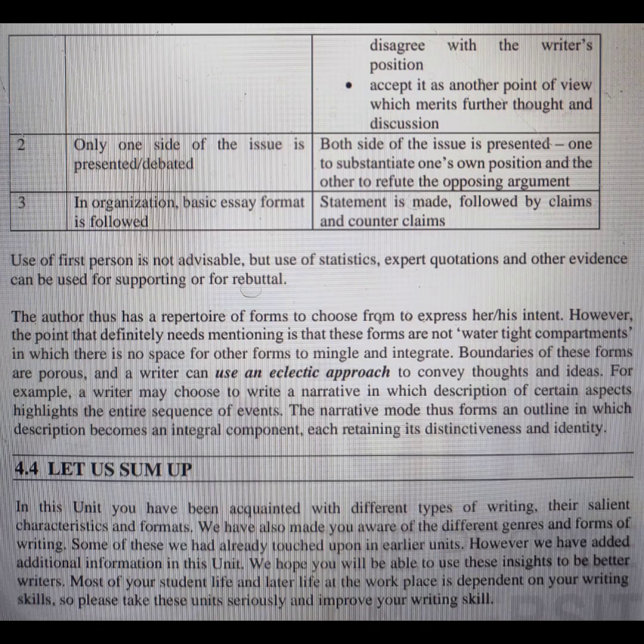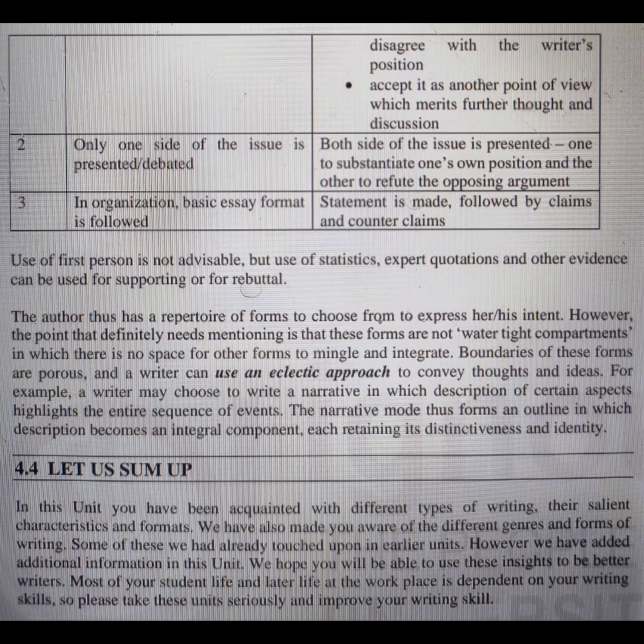2. Only one side of the issue is presented and debated. Both sides of the issue are presented, one to substantiate one's own position and the other to refute the opposing argument. In organization, basic essay format is followed. A statement is made, followed by claims and counterclaims. 3. Use of first person is not advisable, but use of statistics, expert quotations and other evidence can be used for supporting or for rebuttal.